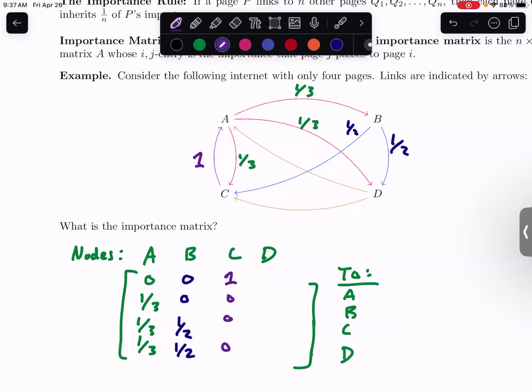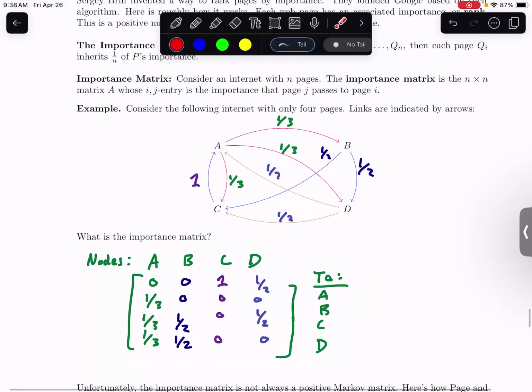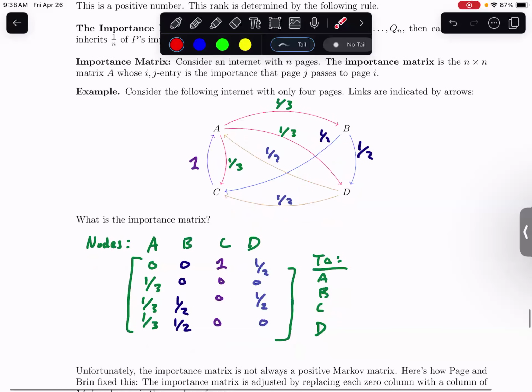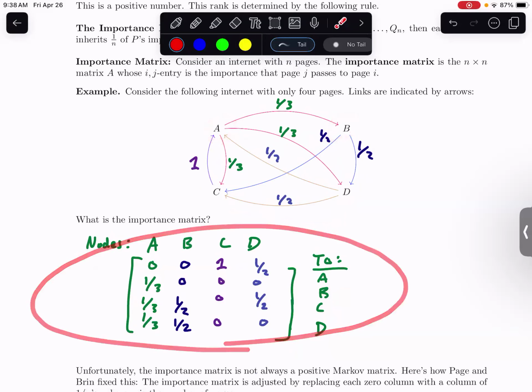And then we see that D goes to A and it goes to C. So those arrows have an importance of 1/2. So this will be 1/2, 0, 1/2, 0. So the idea should be pretty intuitive. Right, you just see which web page goes to which web page, and you assign a probability of going from one web page to the other web page, and then you end up getting the following matrix.